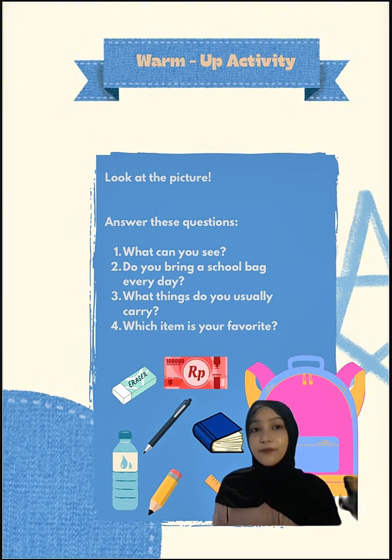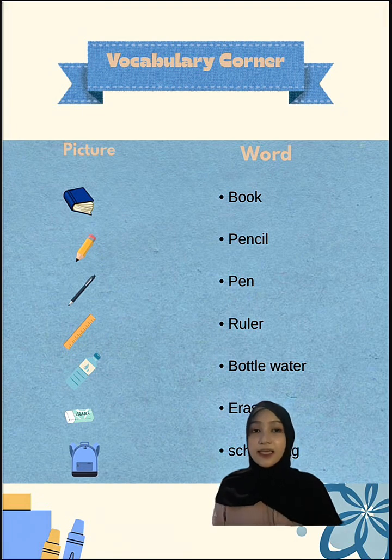So the next is vocabulary corner. In this section, students learn common vocabulary related to school bag objects such as book, pencil, pen, ruler, water bottle, eraser, and school bag. Pictures are included to help students understand the meaning of each word more easily.